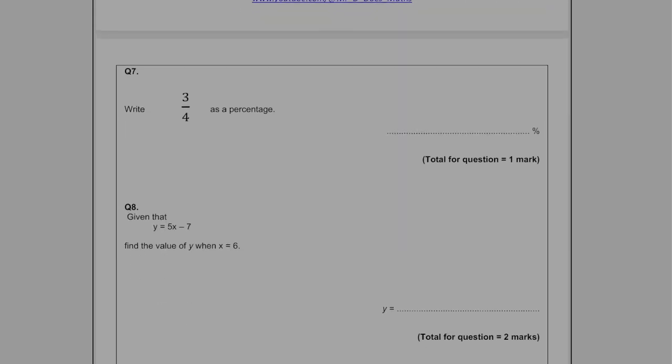Okay, question 7, write as a percentage. So percentages are out of 100. So to make this as straightforward as I can, I'm going to convert it to a fraction over 100. So times by 25 there. So that would give me 75 out of 100, meaning it's 75%.